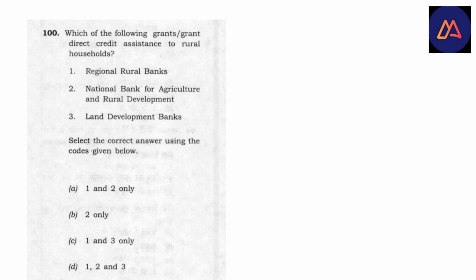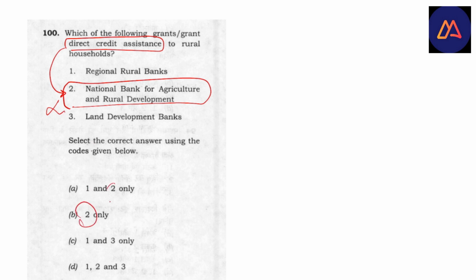And then this direct credit assistance. So direct credit assistance will not give direct assistance. Okay, this will not give direct assistance. So 2 is wrong. So you will have C as the answer. So this is how you should solve this question paper.